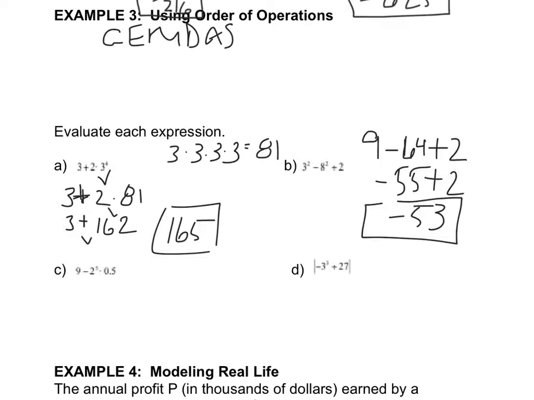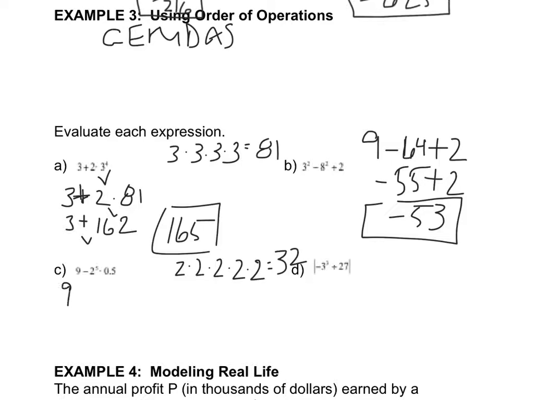Okay? Moving on to the next one. If I move on to the next one, I'm going to get 2 to the 5th would be the very first thing that I would do. So thinking this out, 2 times 2 times 2 times 2 times 2. 2 times 2 is 4, times 2 is 8, times 2 is 16. One more times 2 is now 32.